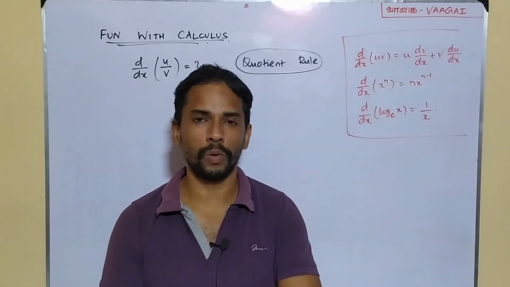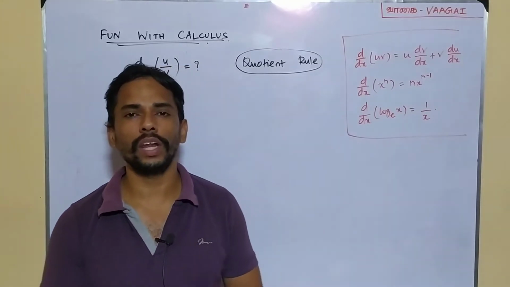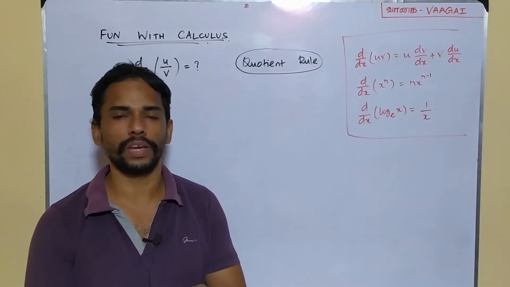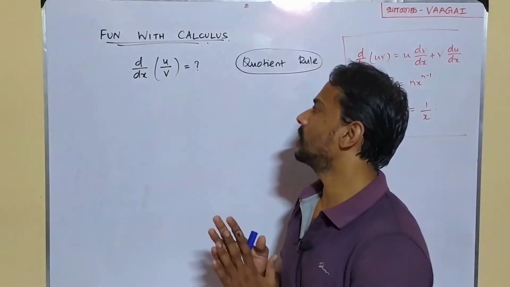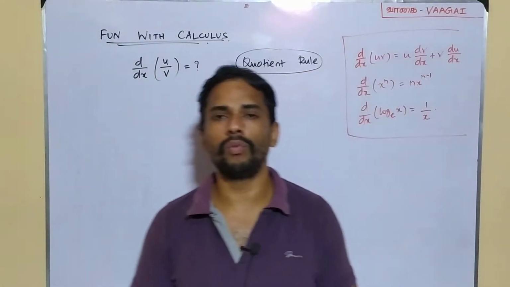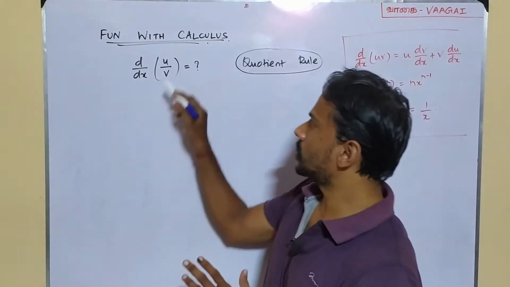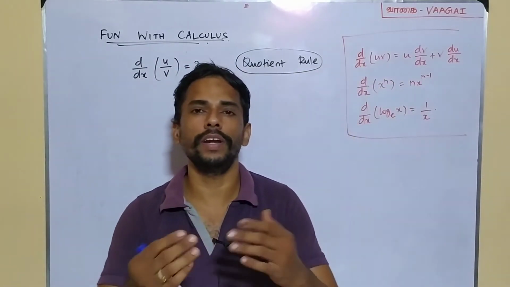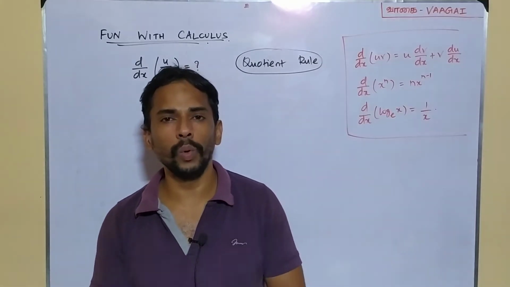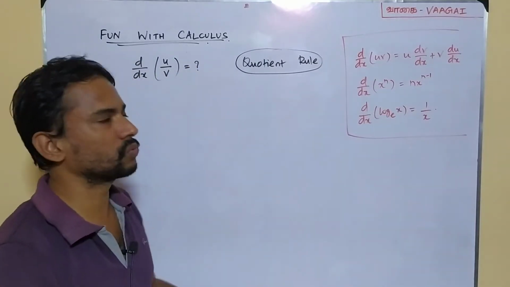This session, let's have some small fun with calculus. We are going to derive a very important formula from calculus, that too from differentiation. So we are going to derive the formula for the quotient rule. That is, what is the derivative of the function u by v? So what is d by dx of u by v? We are going to prove or derive this formula.